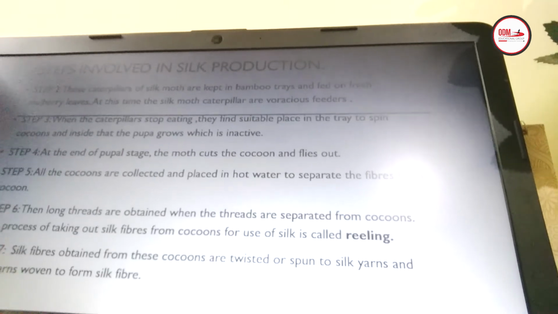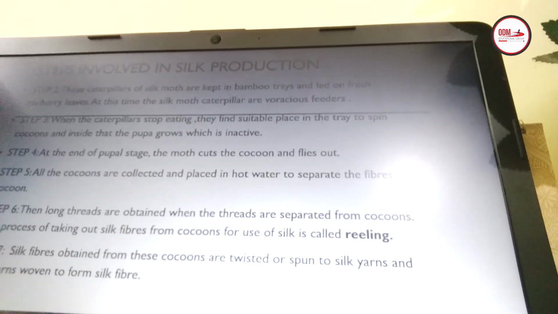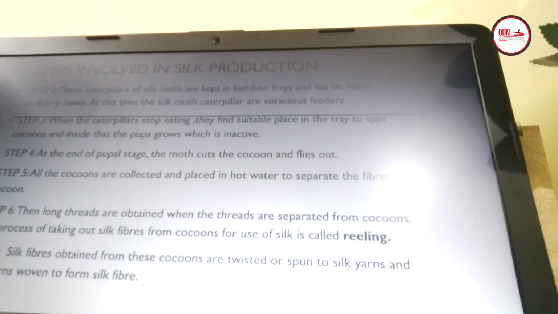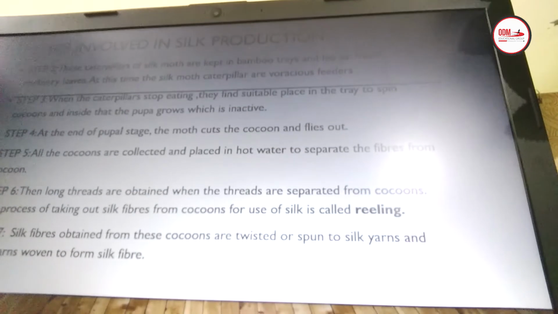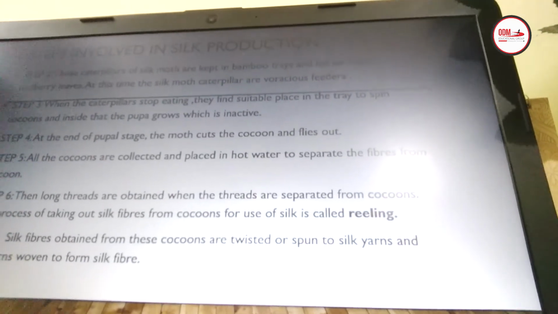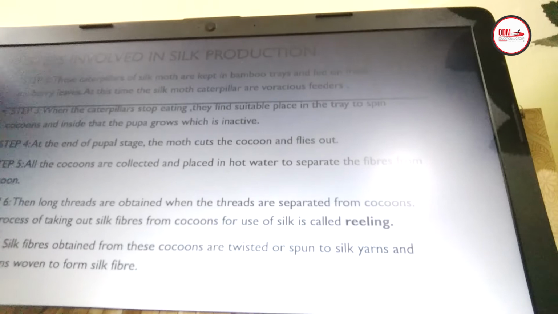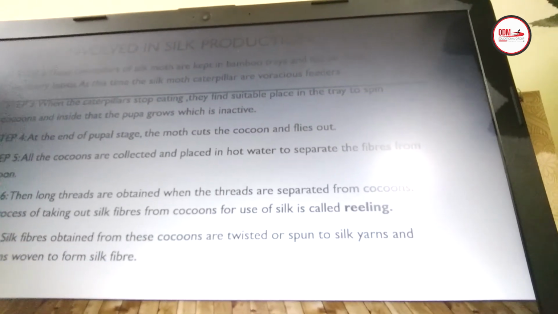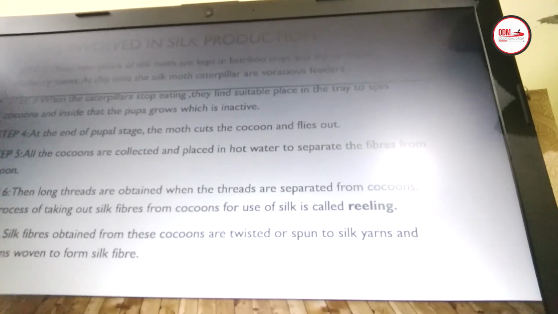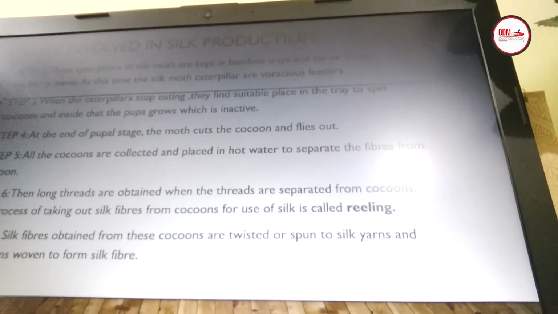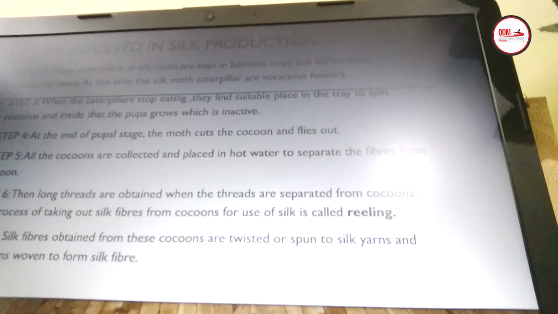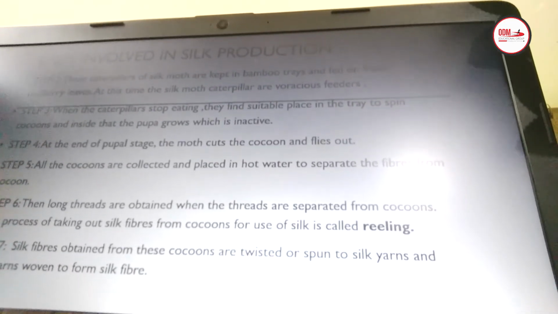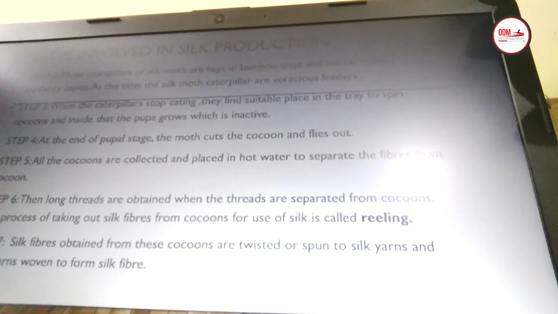In these steps, first the caterpillars of the silk moth, after developing from the eggs, are kept in bamboo trays and fed on fresh mulberry leaves. At this time the silk moths are voracious feeders, which means they feed in a very high amount. Then these caterpillars stop eating and find suitable places in the tray to spin cocoons, and inside that the pupa grows, which is generally inactive in nature.